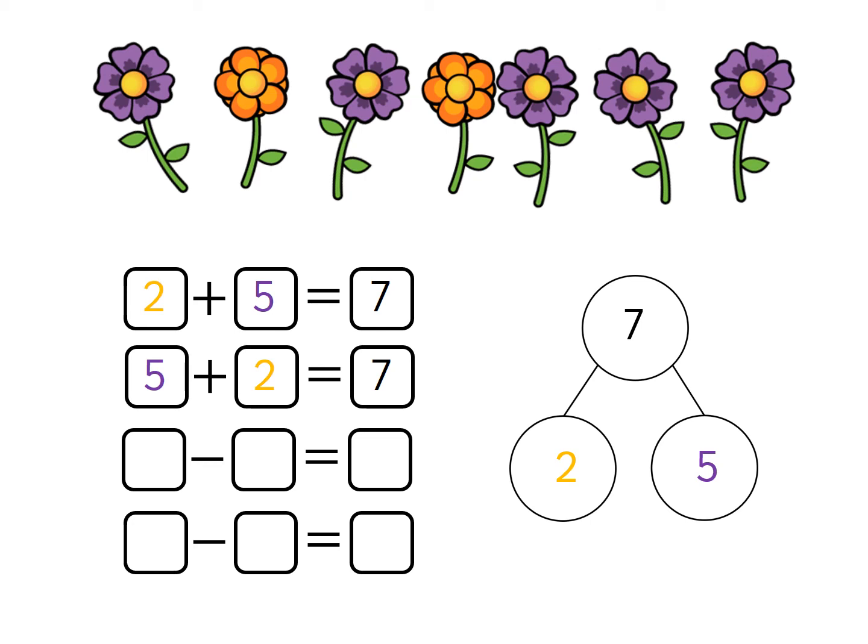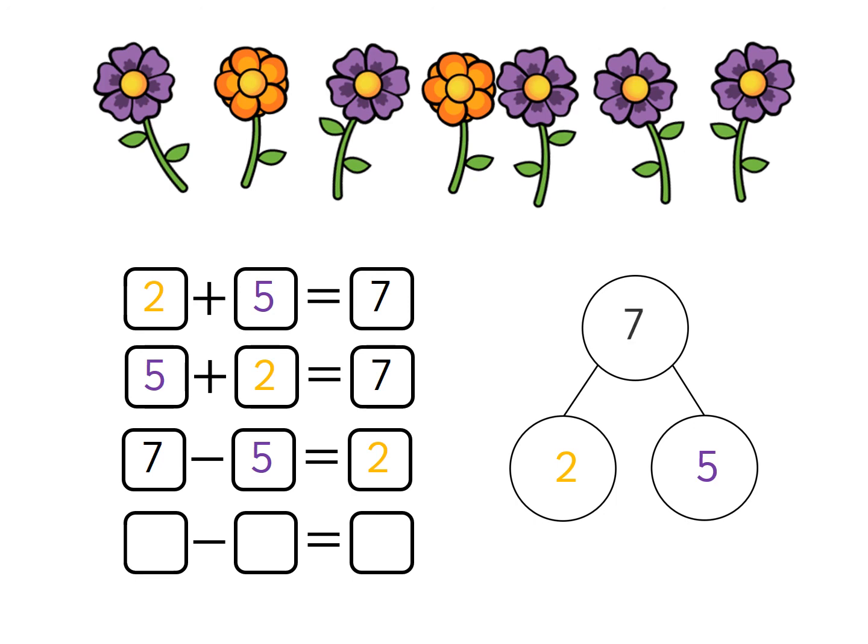Moving on, we've got some subtraction sentences. Who can remember which number comes first when we are subtracting? Well done, it is our greatest number, it's our whole number. So we must start with 7. And then we're going to take away our 5 purple flowers. And then we have our 2 orange flowers left. So 7 take away 5 equals 2.